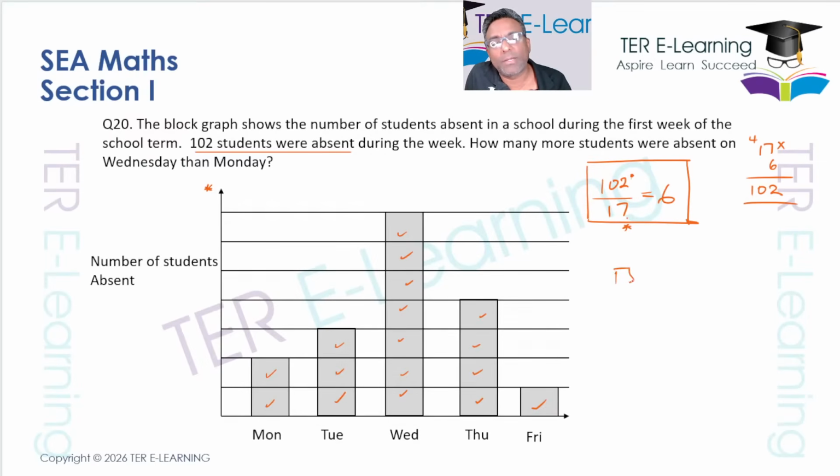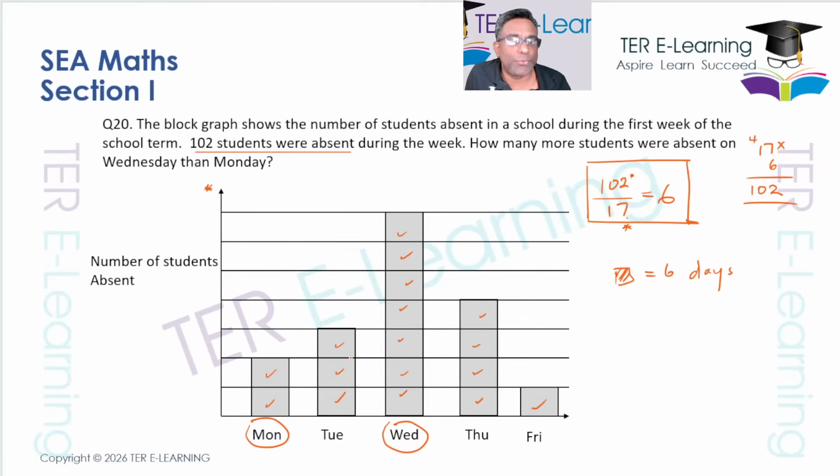So every block here represents 6 days. Every block represents 6 days. So I want to know how many more students were absent on Wednesday. So we're looking at Wednesday and we're looking at Monday.